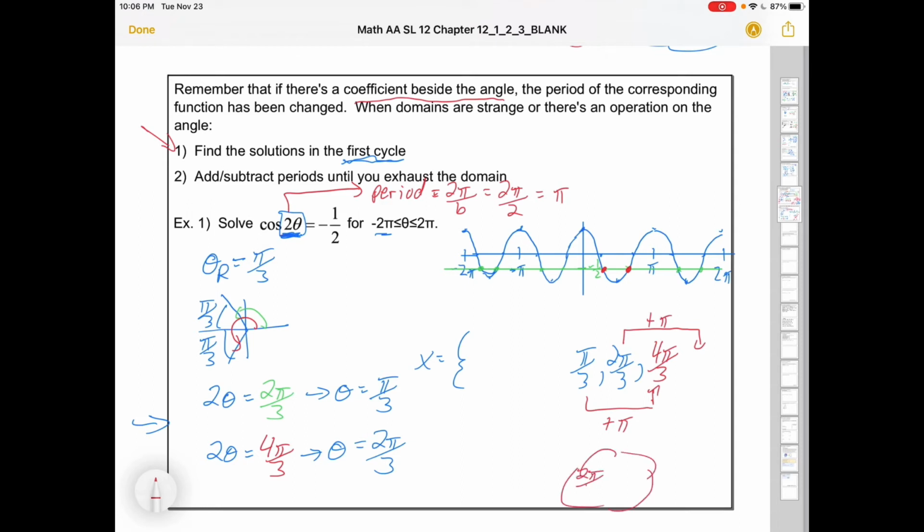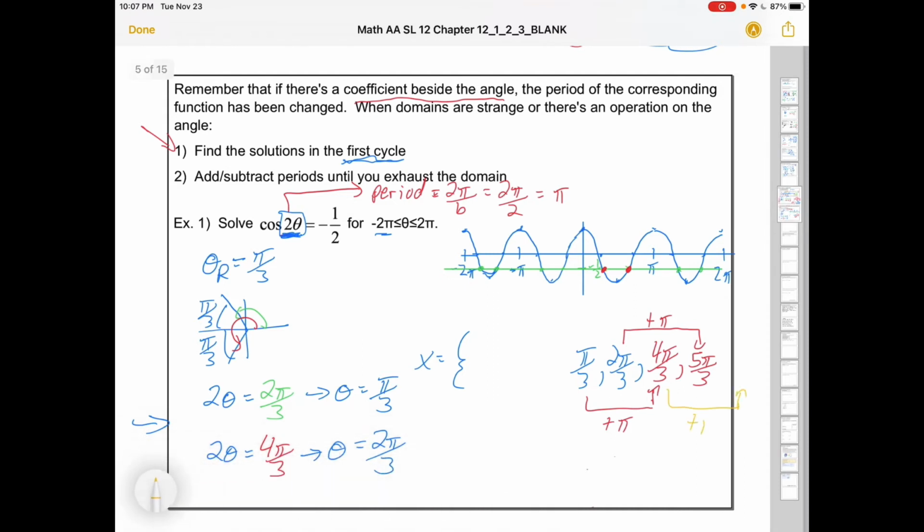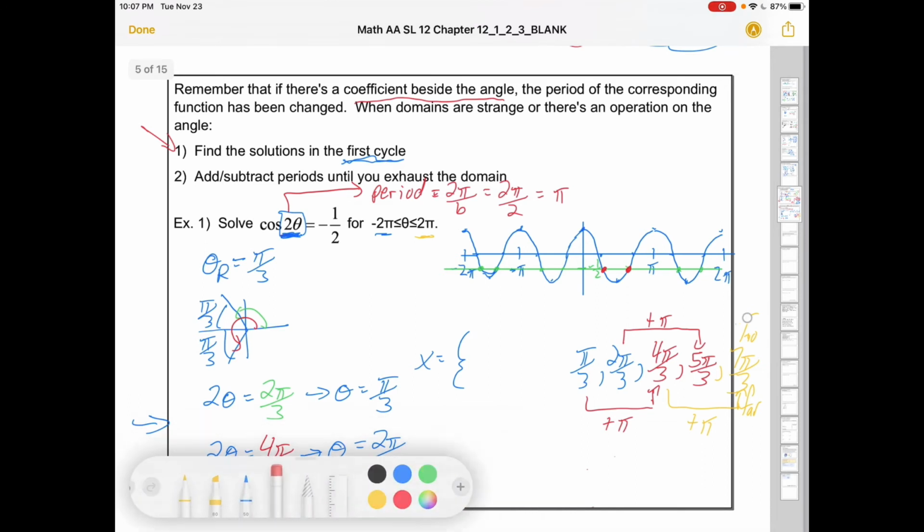2 pi over 3 plus pi. That's plus 3 pi over 3. Hey-yo, that's 5 pi over 3. Which is getting very close to our boundary of 2 pi. Right? 2 pi would be 6 pi over 3. So if you were to add on yet another cycle, like if you took this 4 pi over 3 and you added on another pi, you'd end up at 7 pi over 3, which is too far. Okay, so that's beyond our boundary of 2 pi, so let's just get rid of it.